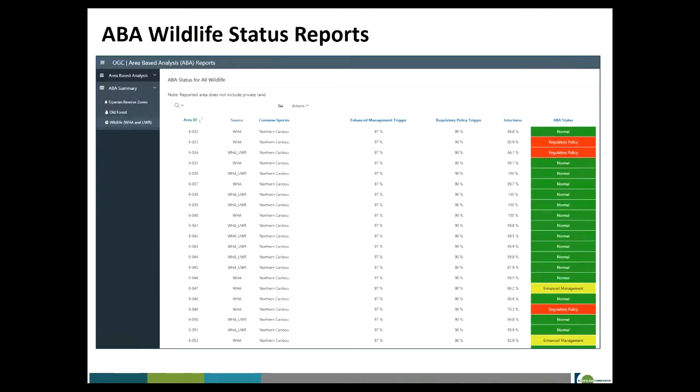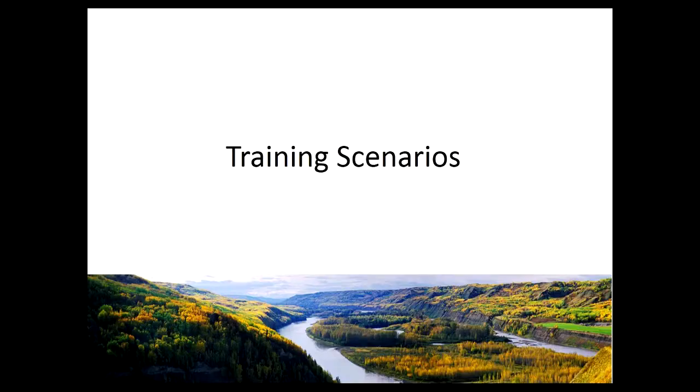This here is an example of the new ABA status reports. These and our standard ABA shapefiles are online, available on BCOGC online services. Under the ABA tab, you can find these updated and current reports and our standard shapefiles updated regularly.